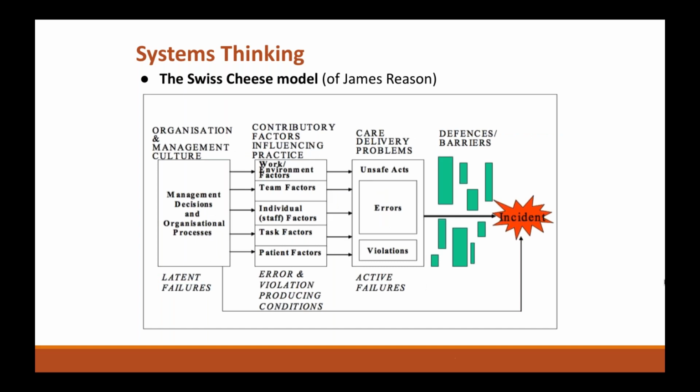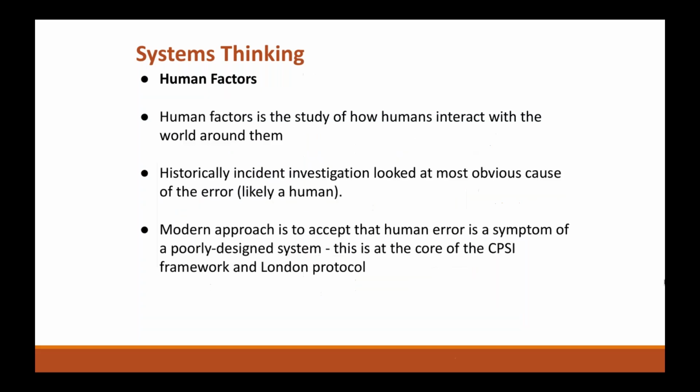And this is shown in the London protocol with this diagram that shows us how various parts of the whole system come together, or can come together, to ultimately give rise to an incident at the end of the process.